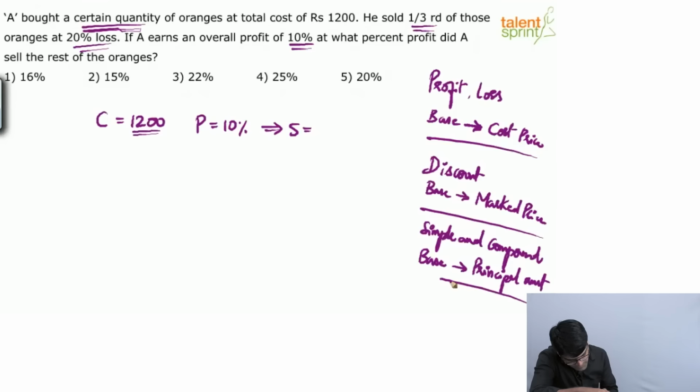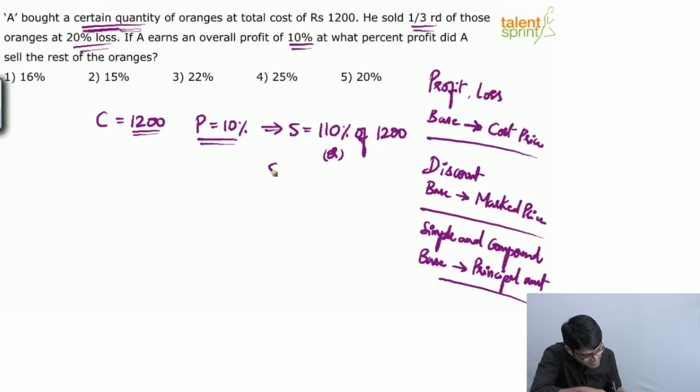You getting it? So here the cost price is 1200, profit is 10%, implies selling price should be 110%. 110% of what? The cost price. So 110% of 1200. 110% again can be taken as 100% plus 10%. Or a simpler way of looking at it is, selling price will be equal to cost price plus profit. So 1200 plus profit. Profit is how much? 10%. 10% of what? Cost price. I told you the base is always cost price, right? So 10% of cost price, 120.